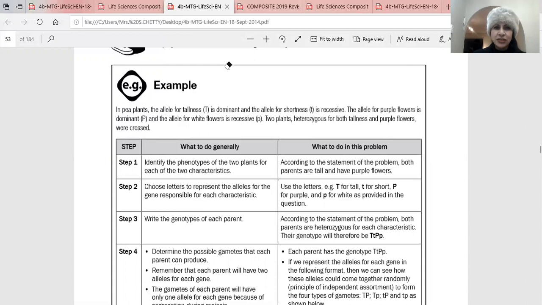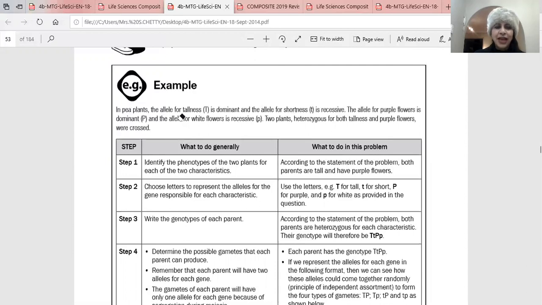In pea plants, let's see if I can make this a little bigger. Don't think so. I'll learn a little bit more.